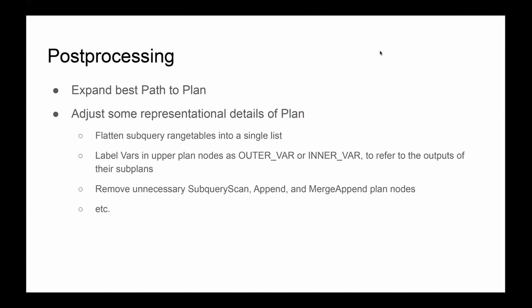And the last phase is post-processing, where we expand the best path to a plan. And then we adjust some representational details of the plan, such as flattening subquery range tables into a single list. We label Vars in upper plan nodes as outer var or inner var to refer to the outputs of their subplans. And we also remove unnecessary subquery scan, append, and merge append plan nodes if we figure out that they are not doing anything useful. So this is the last phase.